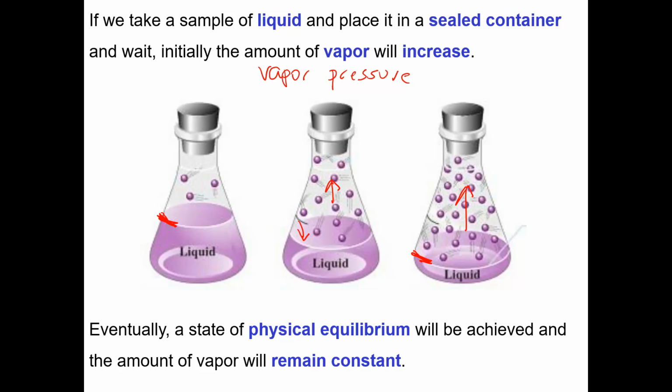Eventually we reach a state of what we call physical equilibrium, where particles are moving as quickly into the vapor phase as they are returning to the liquid. And that's why the pressure remains constant and the volume of the liquid remains constant.